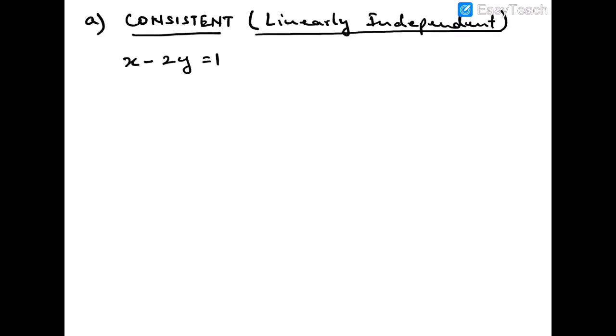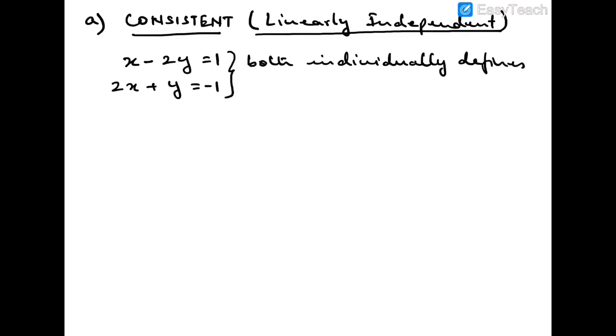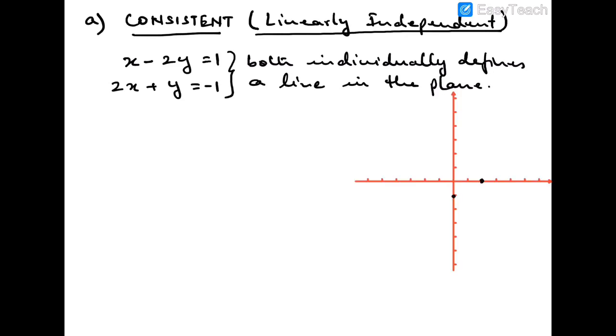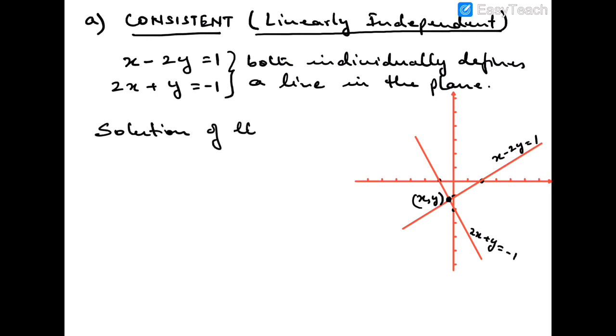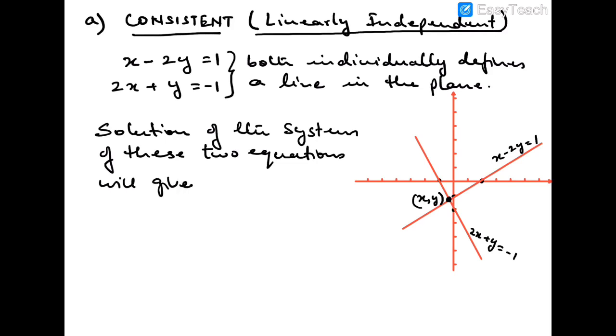So if x minus 2y equals 1 and 2x plus y equals minus 1 are two individually defined lines in the plane, then on the xy plane, this line represents x minus 2y equals 1, and this one represents 2x plus y equals minus 1. Therefore, the solution of the system of these two equations will give us a point of intersection x, y, and this point lies on both lines simultaneously.